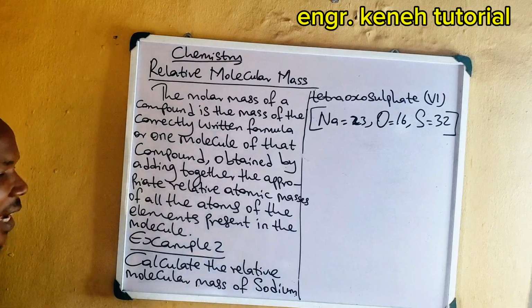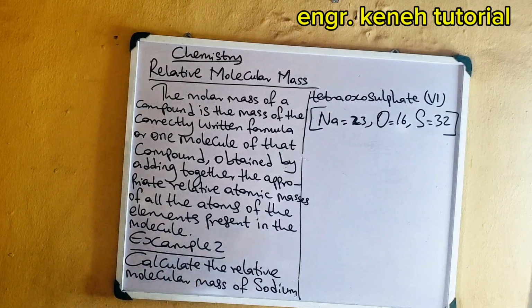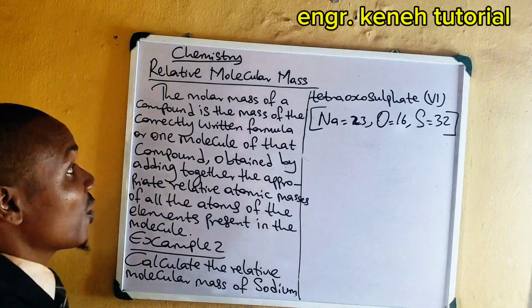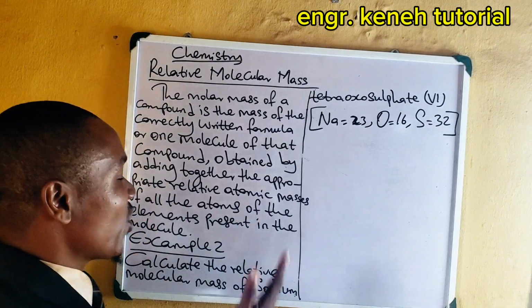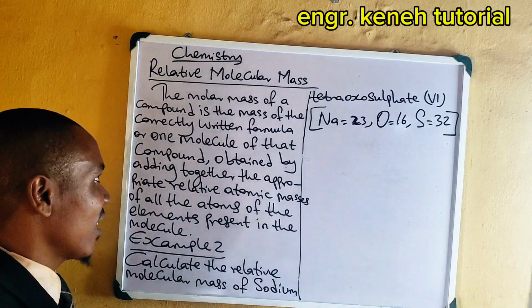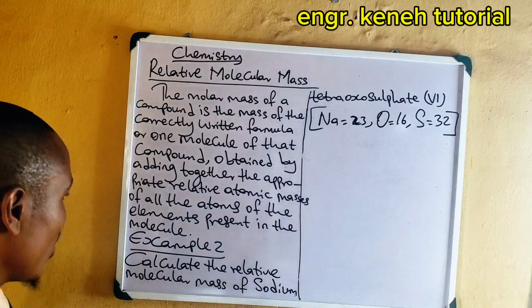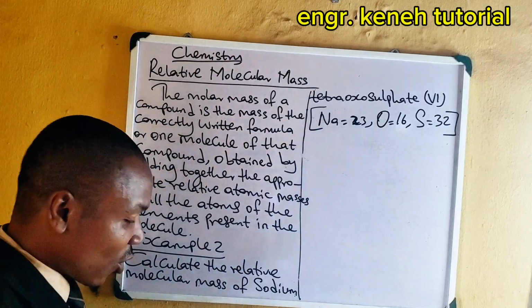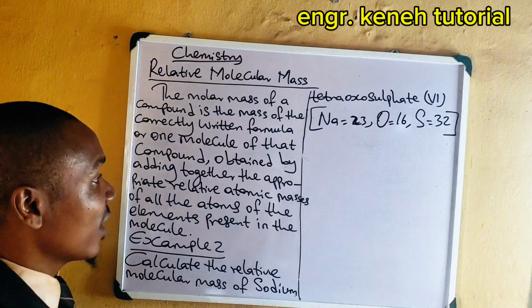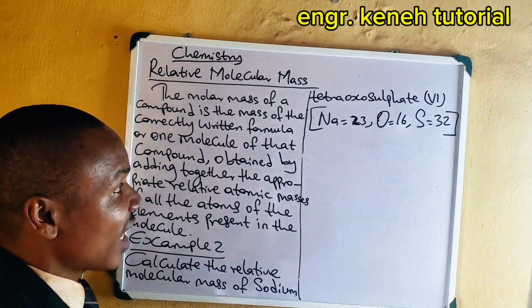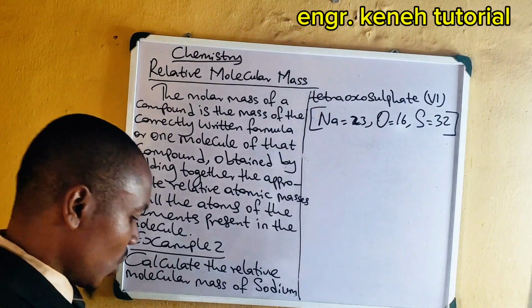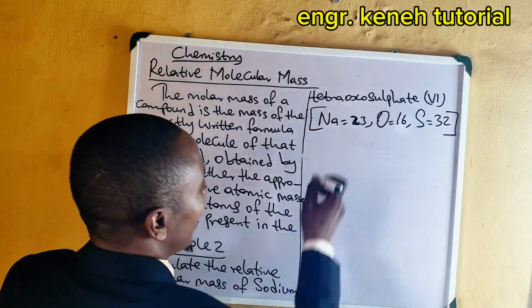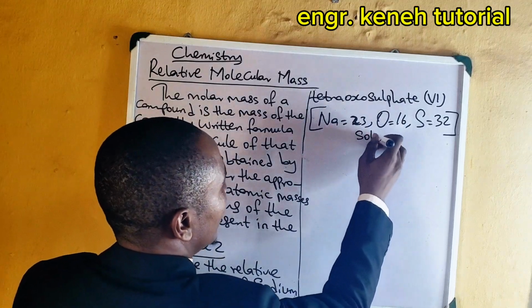All right, we have example 2. Example 2 says calculate the relative molecular mass of sodium tetraoxosulfate 6. Then we have a hint that the relative atomic mass of sodium is 23, that of oxygen is 16, and that of sulfur is 32. All right, so we have the solution like this.